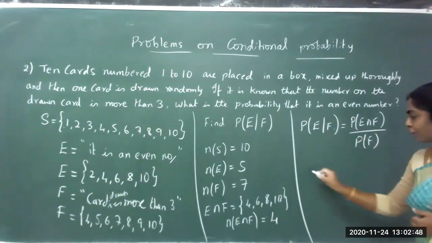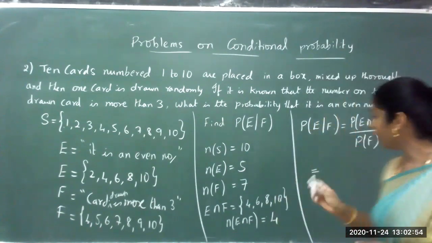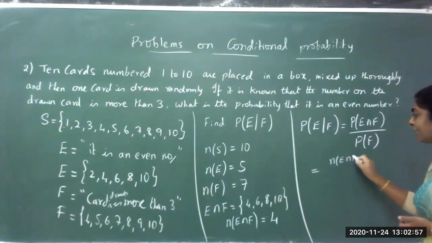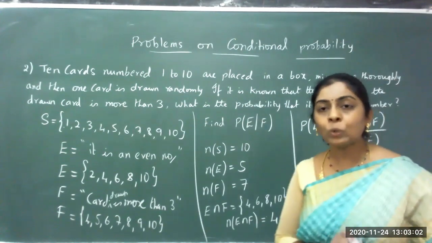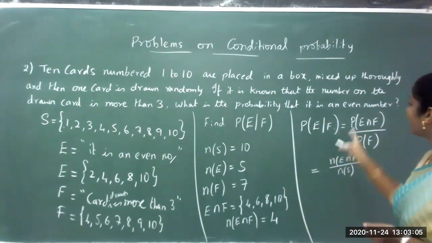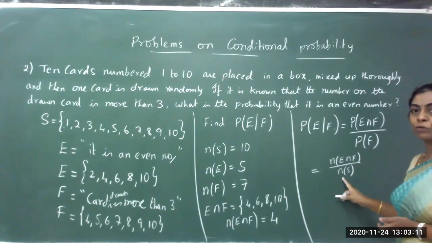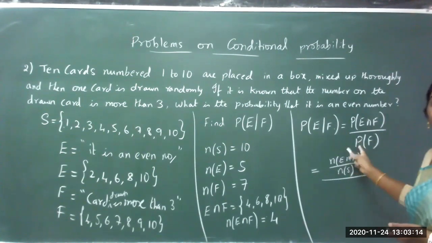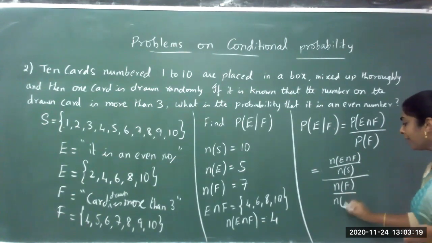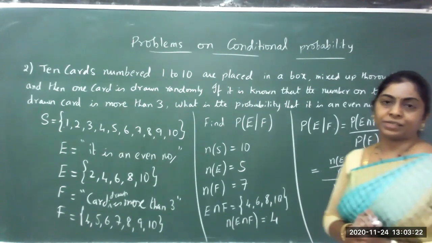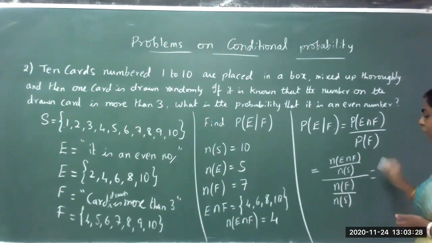How to find probability of anything? It is the number of favorable outcomes divided by the total number of outcomes. So for the numerator, E intersection F, it is the number of favorable outcomes of E intersection F divided by the total number of outcomes, the whole divided by probability of F, which is the number of favorable outcomes of F divided by the number of elements in the sample space. So I have defined probability as the number of favorable outcomes divided by the total number.